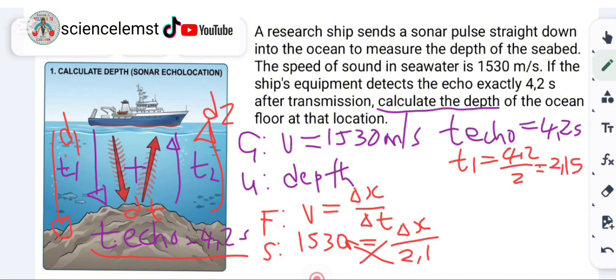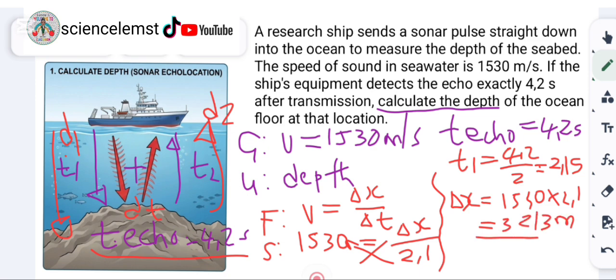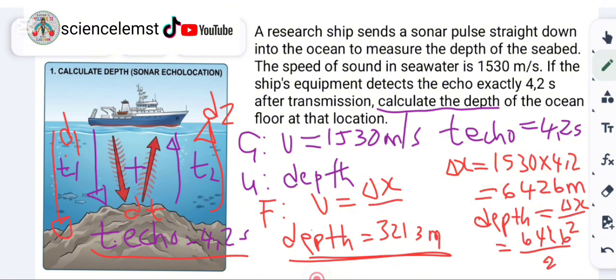Same story, we cross multiply. When we cross multiply, what do we get? We get delta x equals 1530 multiplied by 2.1. What is our final answer? 3213 meters, which is our depth. So it depends on how you understand it. With the first one, we use the information as it is. Then what did we do? We divided at the end.